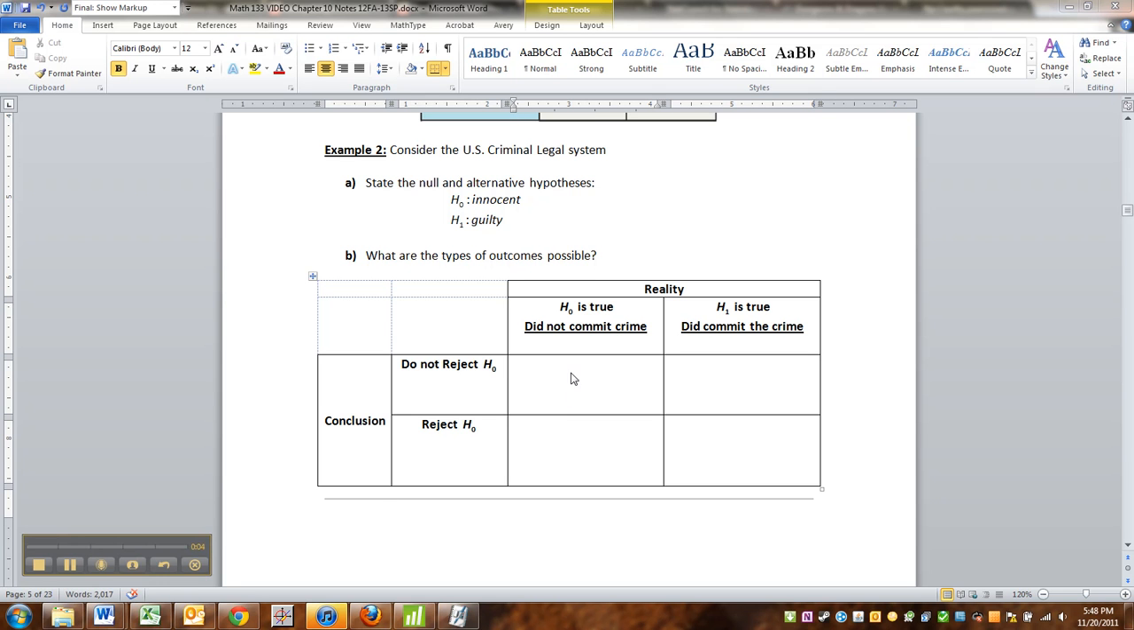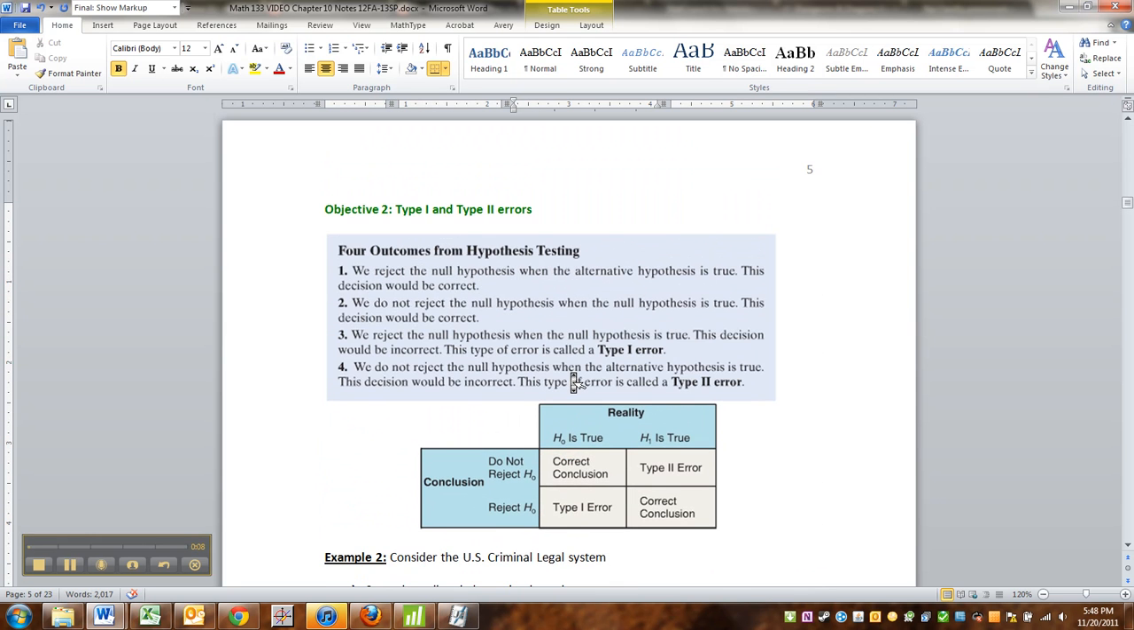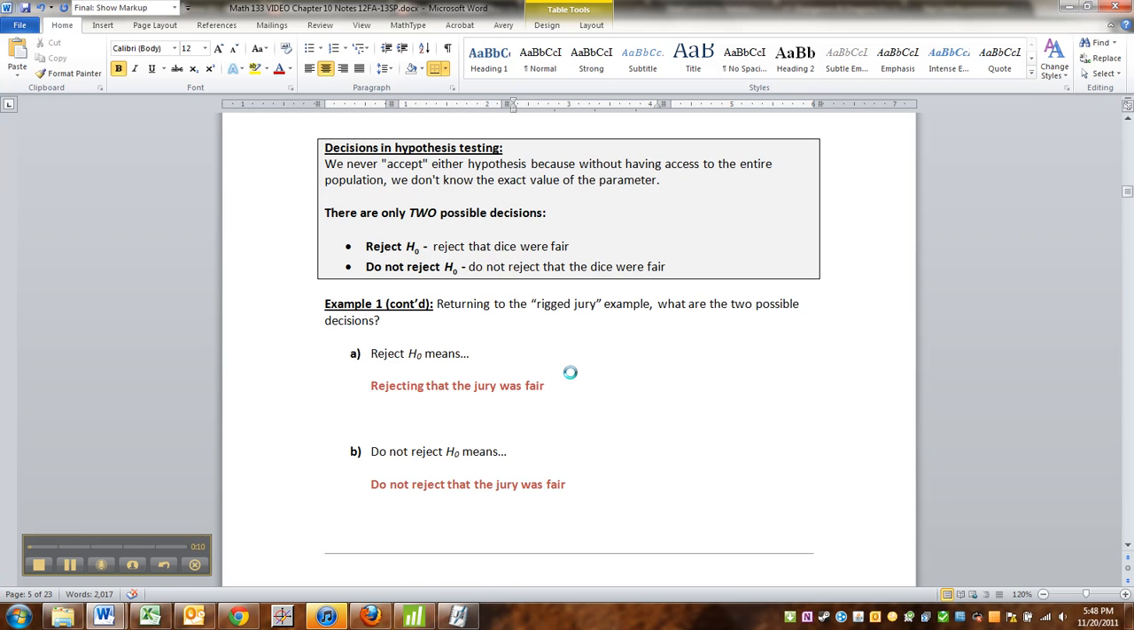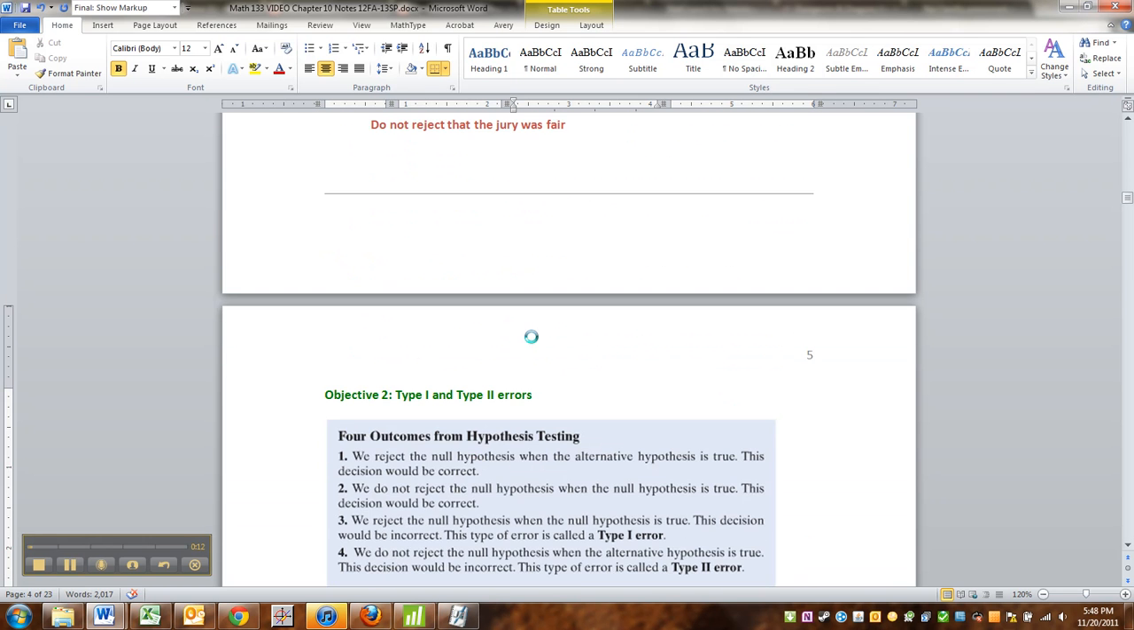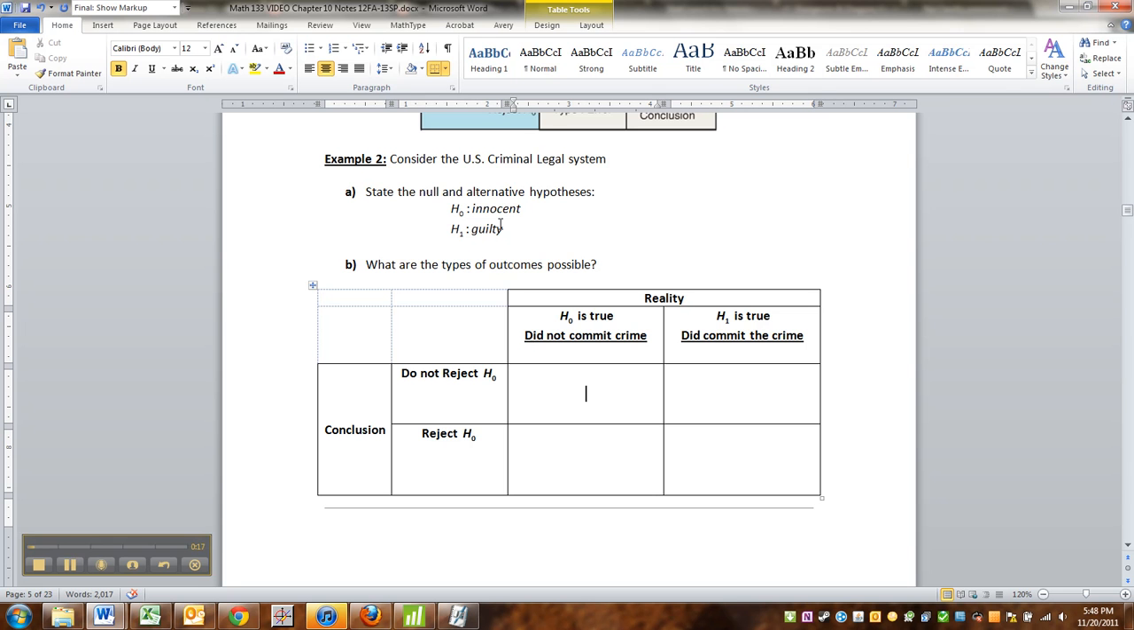Alrighty, now we're back trying to finish this table. I just want to remind everybody what we're doing here. What we're trying to talk about is, if those are your only choices, to reject or not reject, that doesn't mean that you're going to be right every time. Sometimes you'll be right and sometimes you'll be wrong. And this table kind of helps us elucidate that fact. And there's nothing special about the legal system. I could have done this with all sorts of things. The legal system is just kind of a classic example that gets used a lot.